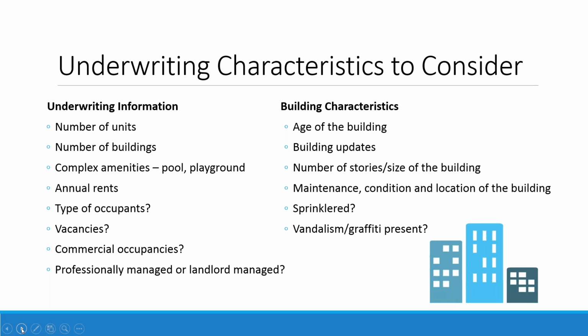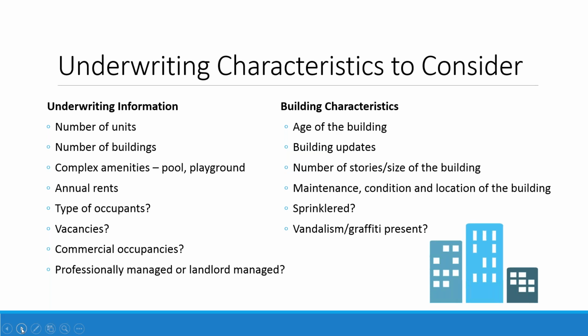Knowing if the building's been updated, and what we're looking for is complete and full updates to the wiring, plumbing, heating, and roof. It varies by carrier, but I would say within the last 25 to 35 years is what we're looking for. And then the size of the building. Is it 5 stories, 1 story? That is important information to know.